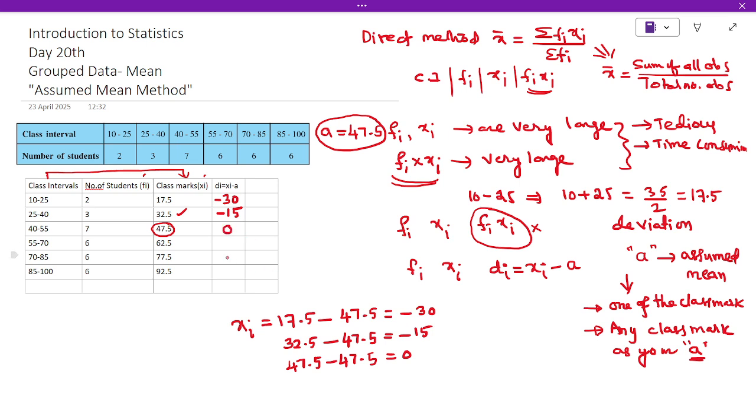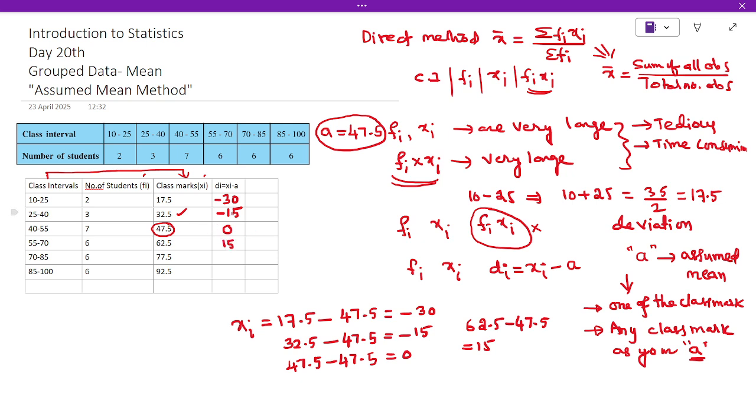Now look at the advantage. When you take the middle one as your class mark, a, what will happen now? 62.5 minus 47.5 is how much? So it would be 15, right? Clear? So that 15 will be here.